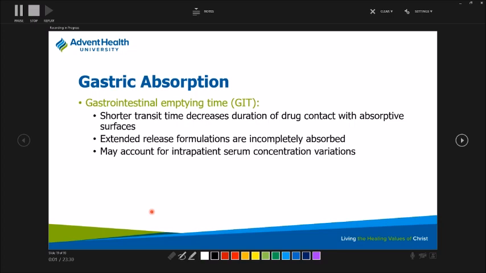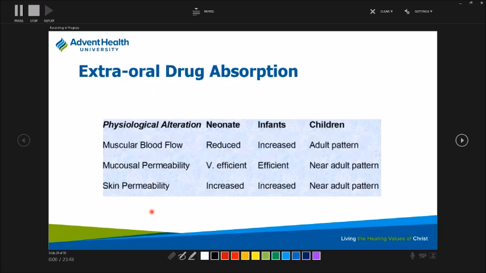Again, the less time the drug has contact with the GI tract, the less likely it is to be absorbed. That's why we don't use a lot of long-acting formulations for these kids. Just something to consider there. And that may account for why you have differences in actual blood levels of drugs based off of things like oral absorption, depending on the gastrointestinal time.